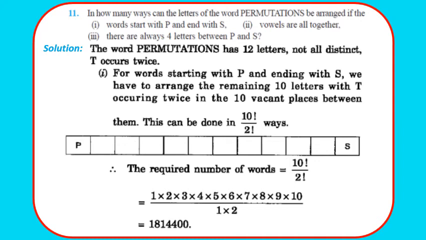So it is clear that the letter P is at one end and the S is at the other end. So we have to arrange only the 10 letters. So it will be equal to 10 factorial upon, since there are 2 T's, divide by 2 factorial. So we will get 1814400. This is the number of arrangements when the word starts with P and ends with S.